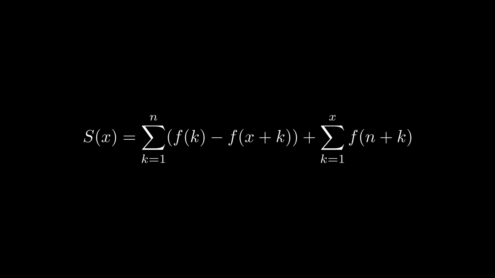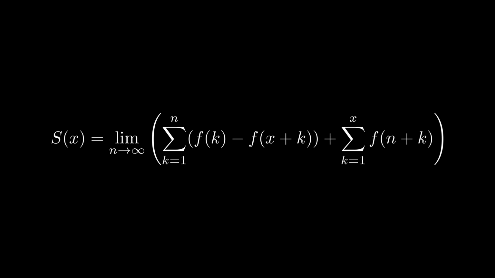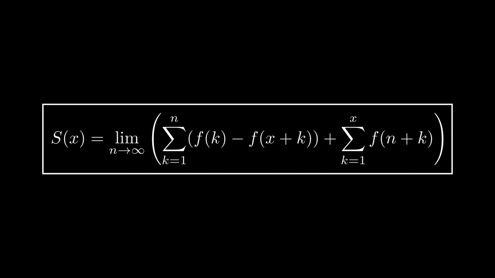Now, this formula is perfectly valid no matter what the value of n is, as long as it's a whole number. I said that n would be a really big number, but how big does it need to be exactly? The answer is arbitrarily big. We'll take the limit as n goes to infinity. Now, what you see here is our key formula. This certainly is more complicated than our original definition of s of x, but there's nothing magical about it, yet.